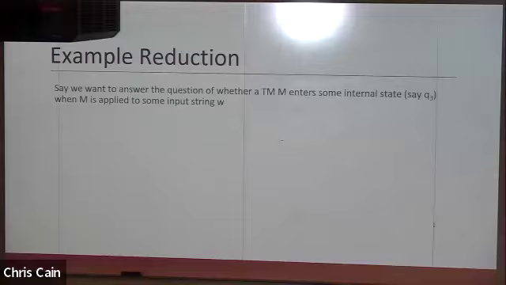So we want to determine the decidability of whether a Turing machine enters a particular internal state when M is applied to an input string. So we make some Turing machine, we give it some string, and we want to always be able to determine. So we want to make a Turing machine that can take another Turing machine and a string, and an internal state of that Turing machine, and answer the question: as we run this machine on that string, does that machine enter the query state?